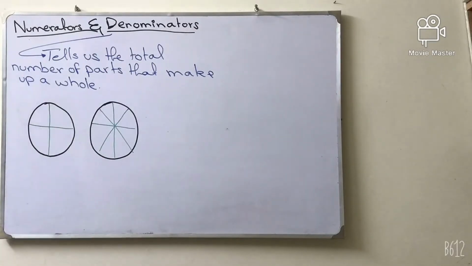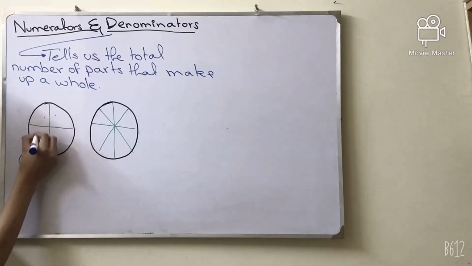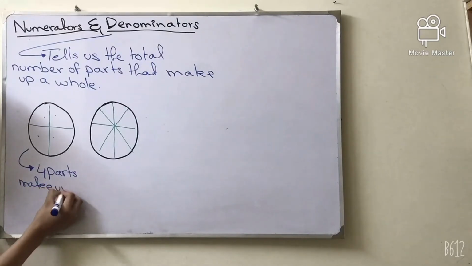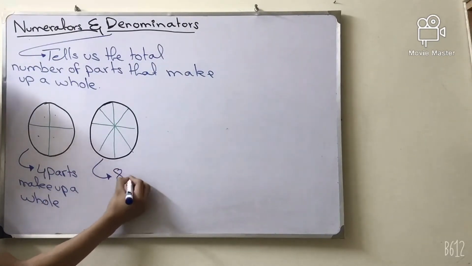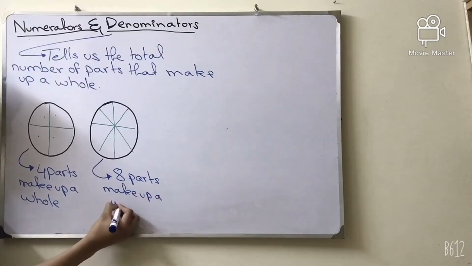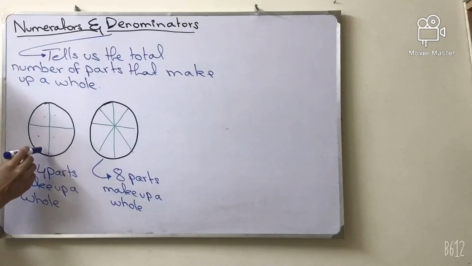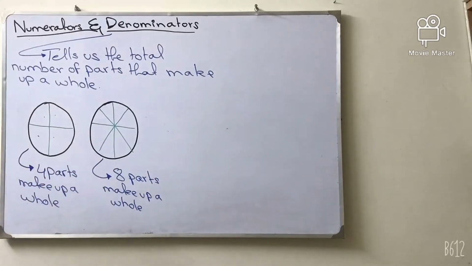Okay, so now see carefully that in this case 4 parts make up a whole, whereas in this case 8 parts make up a whole. So in this case our denominator would be 4, but in this case our denominator will be 8. I hope you understood this point. Let's move on.